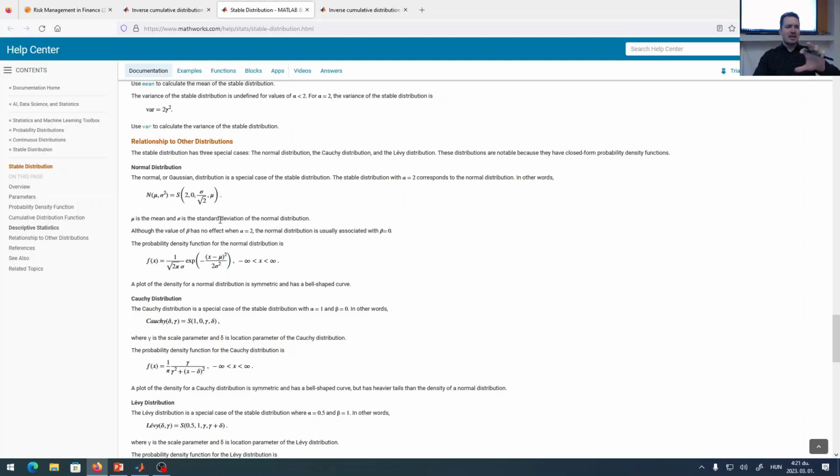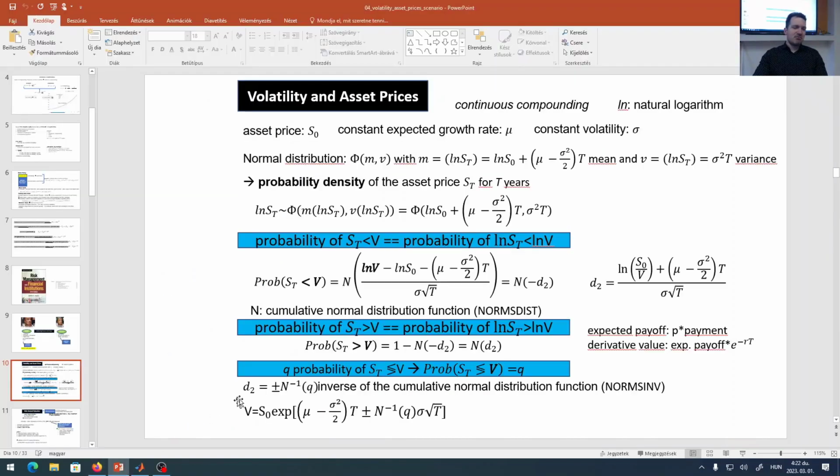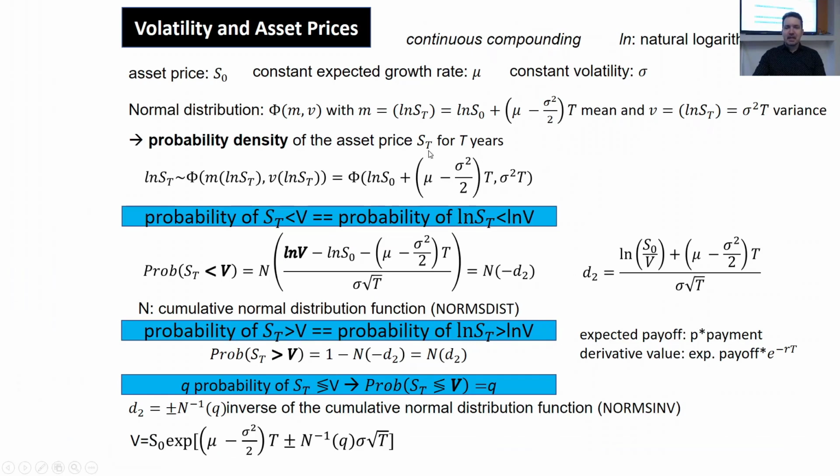So there is a way to move back and forth between stable distributions and normal distributions. And after that, if someone would like to convert this one, then we can do it. Yeah. Okay, so why is it good for us?